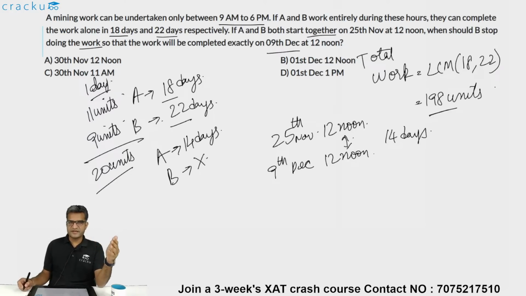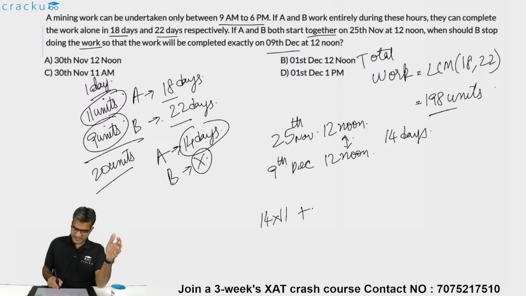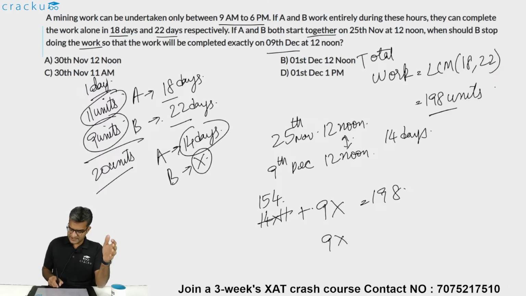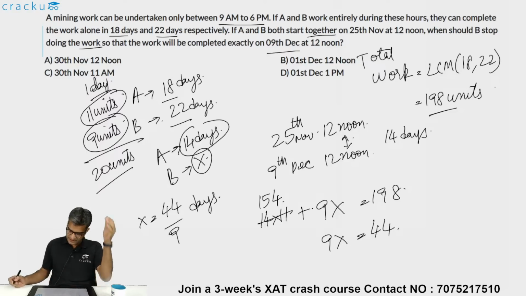So the total work that is done is 14 into 11 plus B worked for X days into 9, which is 9x. This is equal to 198. 14 into 11 is 154. The value of 9x is 44. Or the value of x is 44 by 9. So B has to stop working after 44 by 9 days.